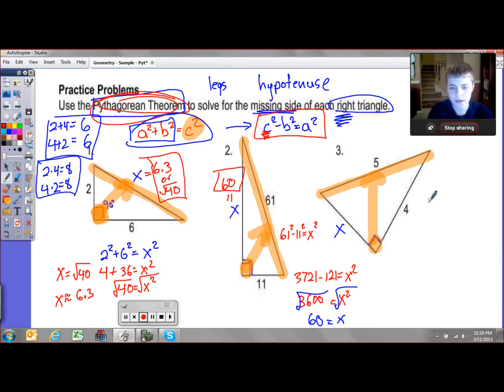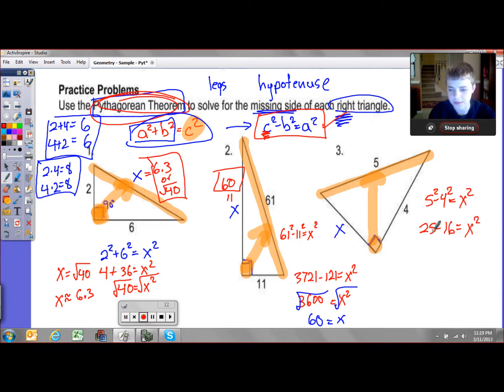Now let's solve for our last x. How would I set it up as an equation? Just like number 2, you would say c squared minus b squared equals a squared. Correct. So now put numbers with it. 5 squared minus 4 squared equals x squared. Correct. What is 5 squared? 5 squared is 25, minus 16 is equal to 9, is equal to x squared.